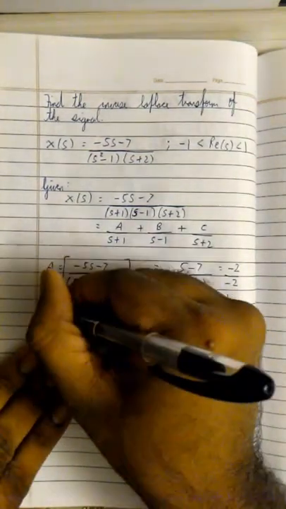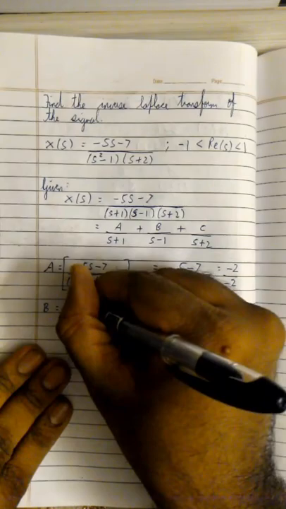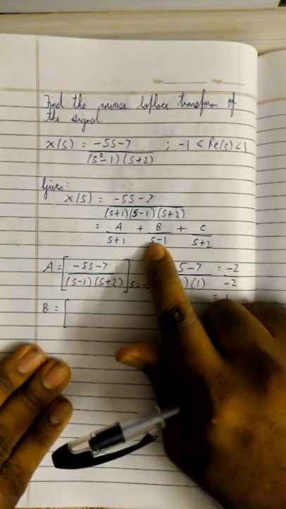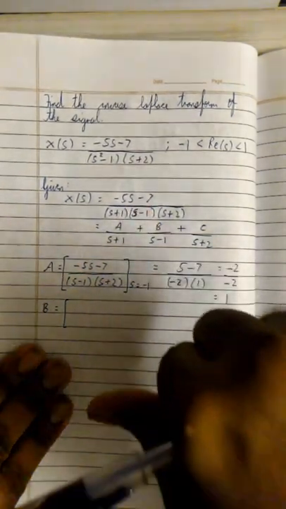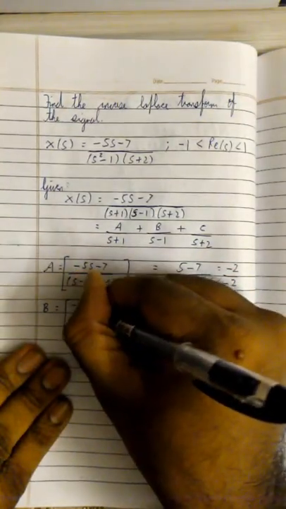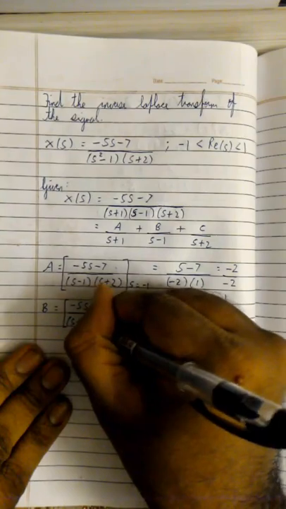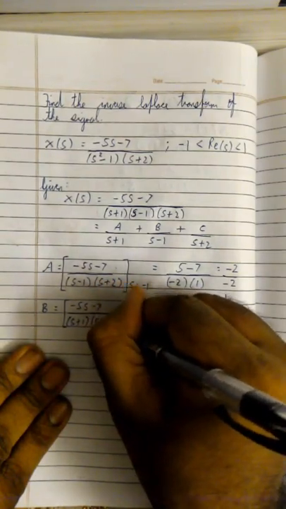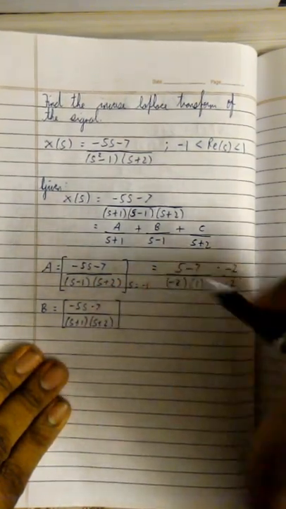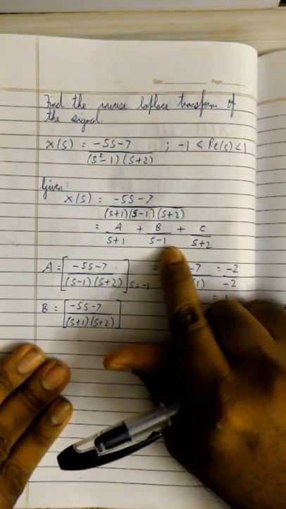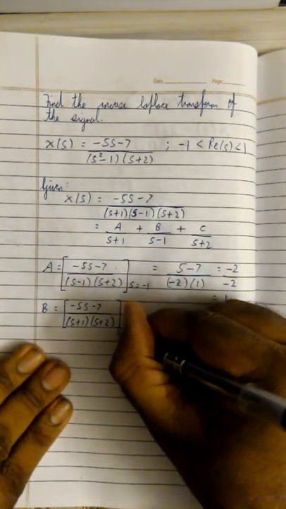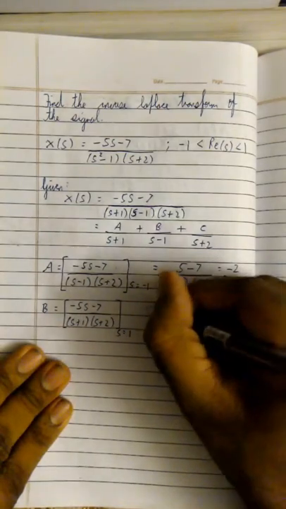Next I'm going to find the value of B. Likewise B. Here B, the denominator of B is s minus 1. So remove s minus 1 from here and write the remaining equation, (-5s - 7) by (s plus 1) into (s plus 2). Okay. So now here s minus 1 is equal to 0. So s is equal to 1. So substitute the value s is equal to 1 in this equation to find the value of B.